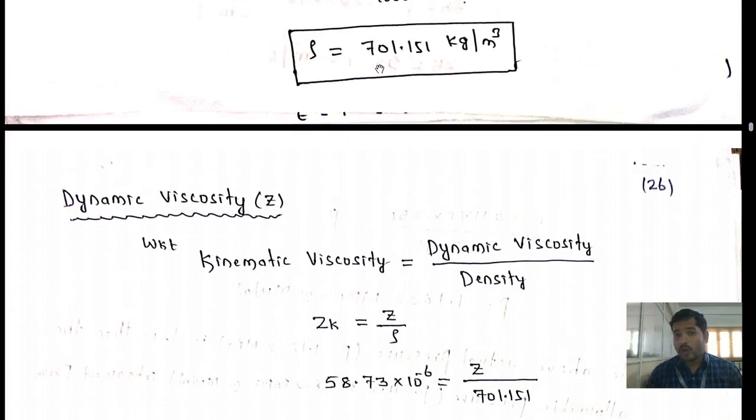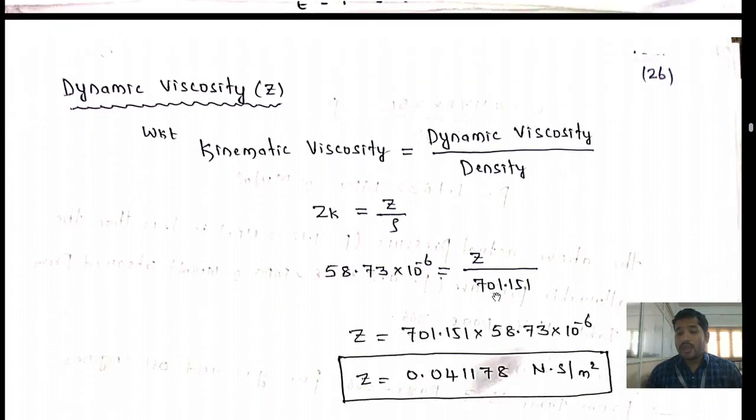Density, just now we got it, how much? 701.151, keep as it is over here. If you multiply over here, then you will get the dynamic viscosity value Z equal to how much? 0.041178 Newton second per meter square.